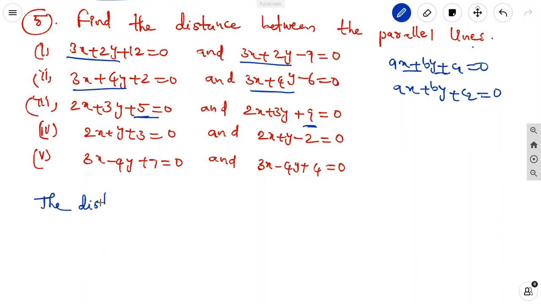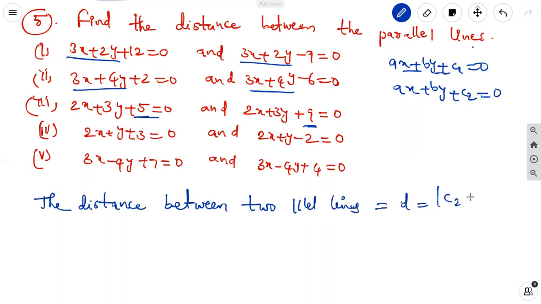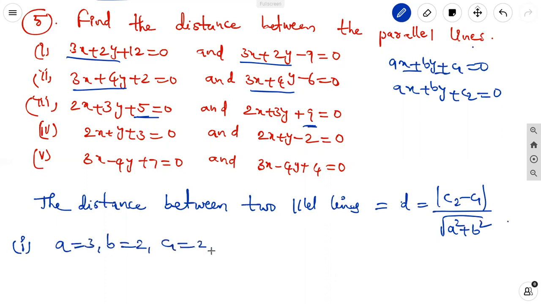How to find out the distance between the two parallel lines? We know that the distance between two parallel lines, small d, is equal to modulus of c2 minus c1 by under root of a square plus b square. In the first question, comparing with the parallel lines, a is equal to 3, b equal to 2, c1 equal to 2, c2 equal to minus 9.